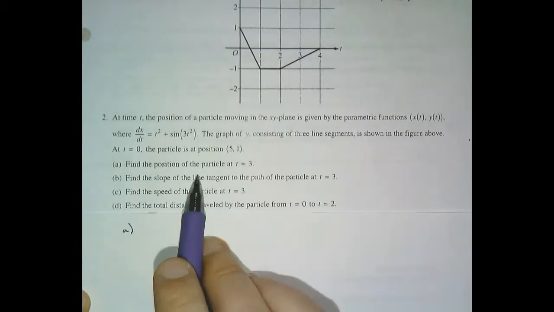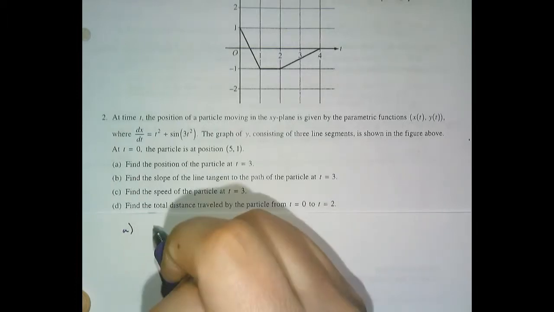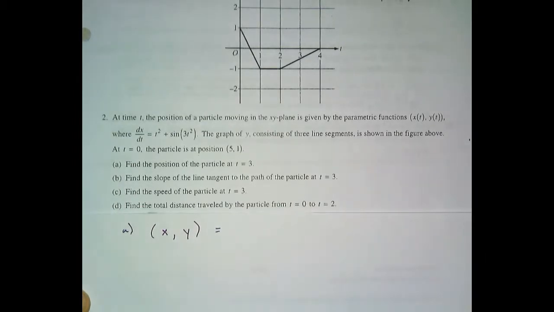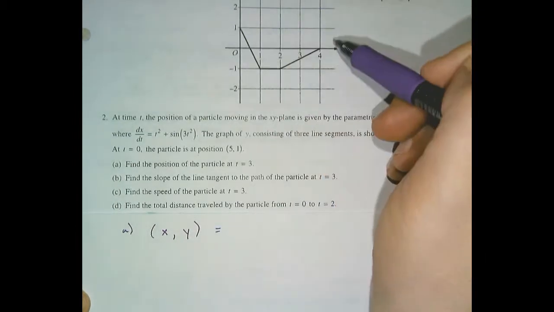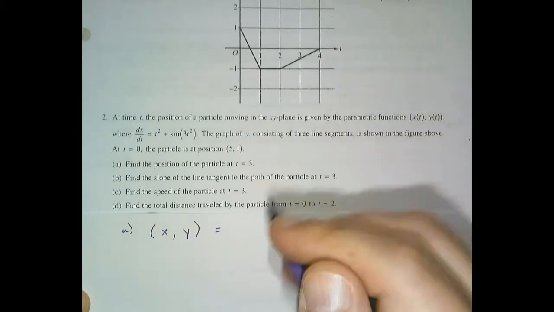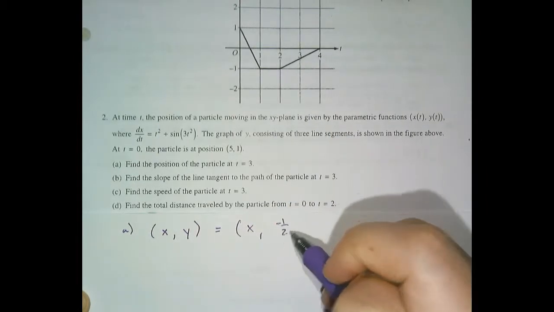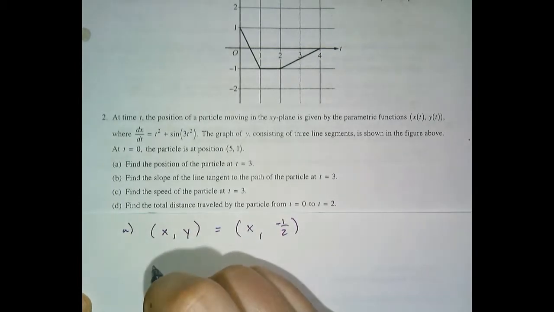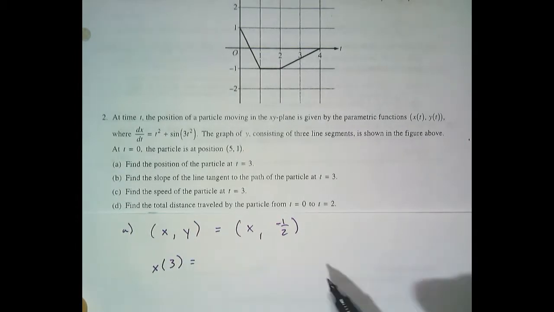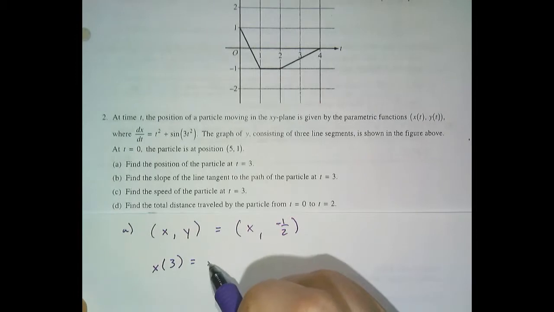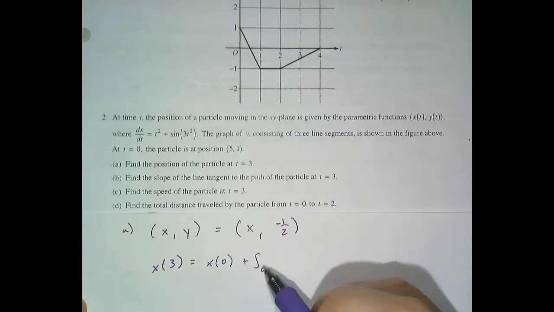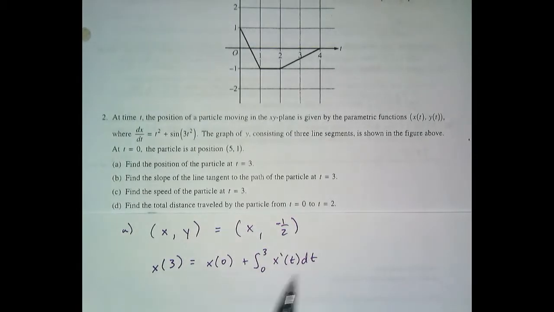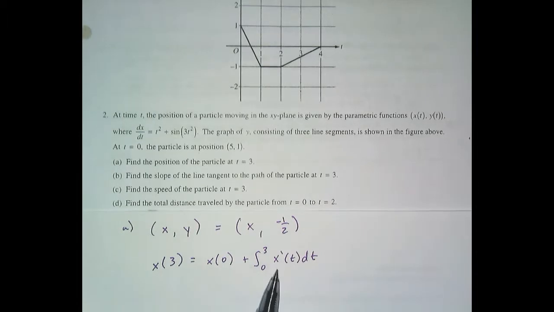So part A says find the position at time 3. To find the position, we need both an x-coordinate and a y-coordinate. And the y-coordinate is pretty easy to pull because they give us the graph of y. So y of 3, looking at the graph, is at -1/2. The x-coordinate actually requires calculus. So the x-coordinate at time 3 is equal to my starting position plus the accumulation from 0 to 3 of the rate of change of x. And we are given the rate of change of x, so this is where our calculus rests in.